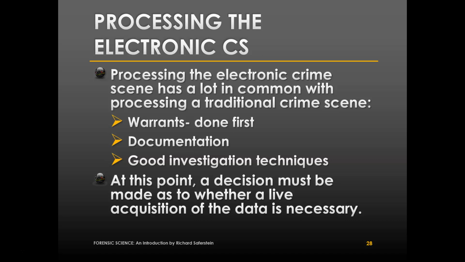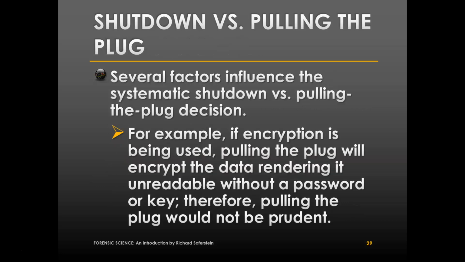Processing the electronic crime scene has a lot in common with processing a traditional crime scene. The first thing we have to do is get warrants. We cannot search for evidence unless we have a warrant in place. We want to do our proper documentation. You're still going to want to take pictures, all of that stuff we've talked about, and we're still going to use all of those good investigative techniques that we've already learned about. At this point, a decision must be made as to whether a live acquisition of data is necessary, meaning we get it at the crime scene instead of taking those things with us.